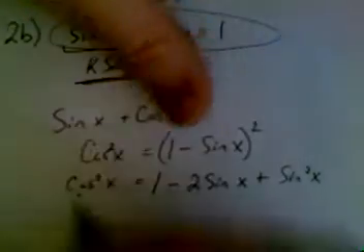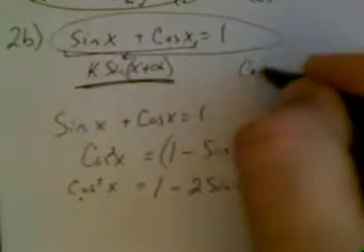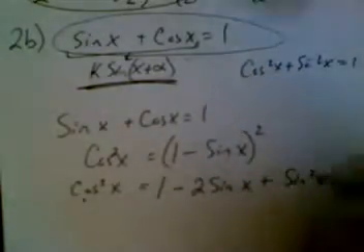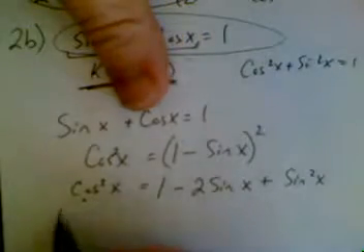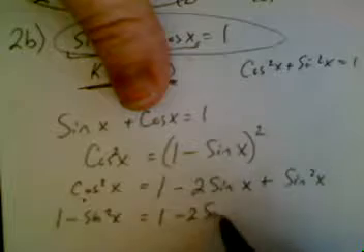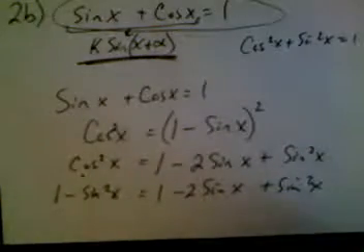Okay, I can do that. I know the identity for that, the Pythagorean identity: cosine squared x plus sine squared x is equal to 1. So I'm going to go ahead and change that over. This is 1 minus sine squared x is equal to 1 minus 2 sine x plus sine squared x. And now I can go ahead and get everything to one side.